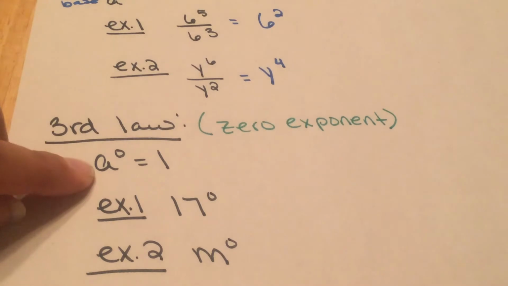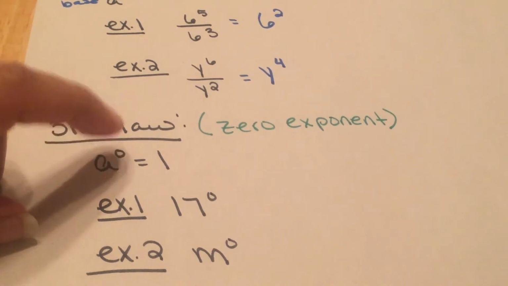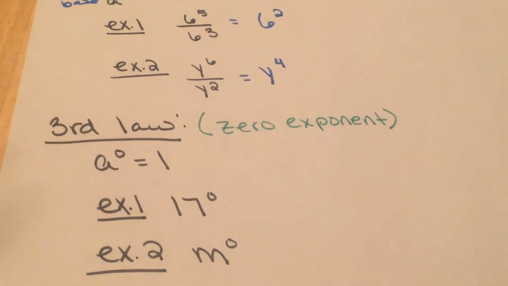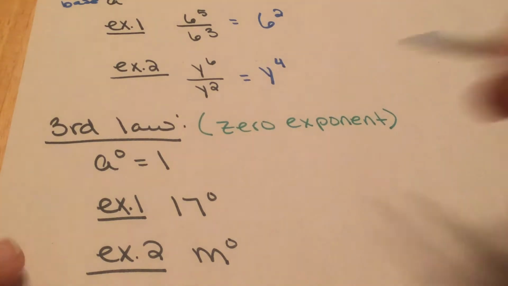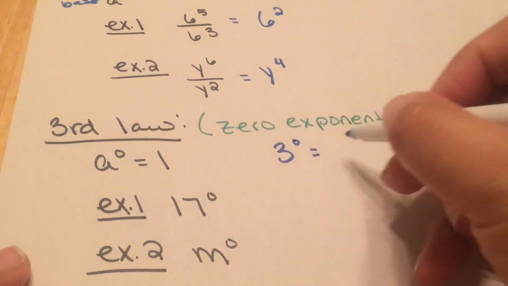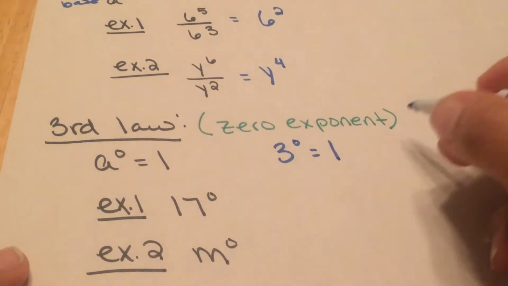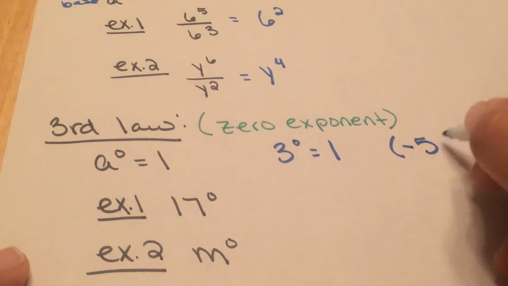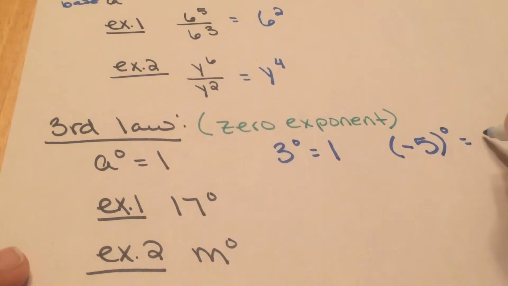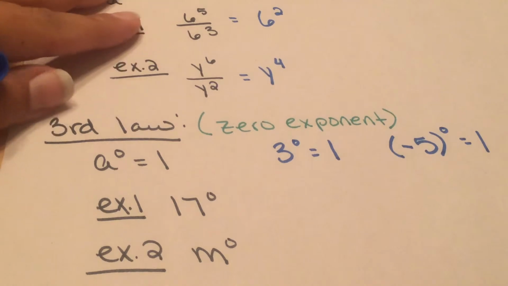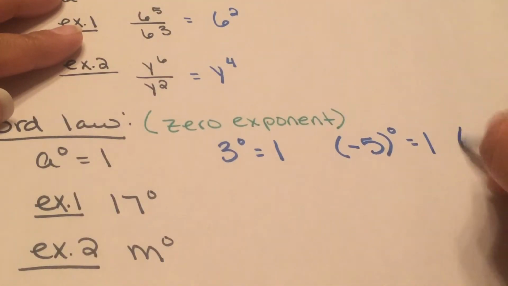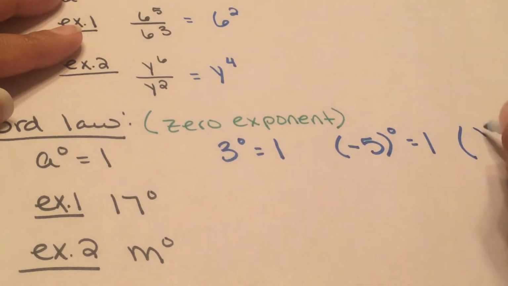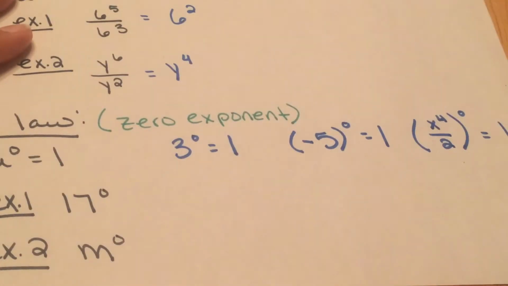And this tells us that any base we have raised to a zero exponent, the exponent has to be 0, the answer is going to be 1. So if we have something like 3 to the 0 power, it's going to be 1. If we have negative 5 to the 0 power, it's going to be 1. So no matter what we have, even if it's some kind of crazy fraction, something like x to the 4th over 2 to the 0 power, still going to be, that's right guys, 1.